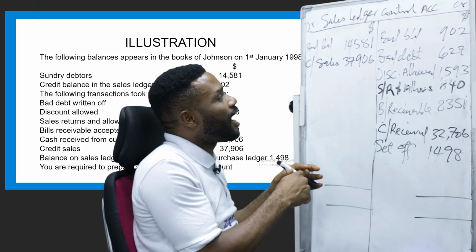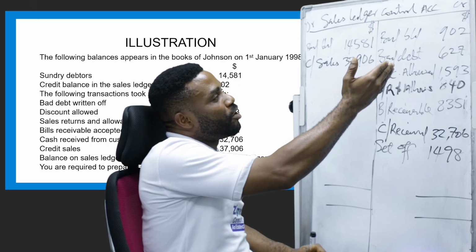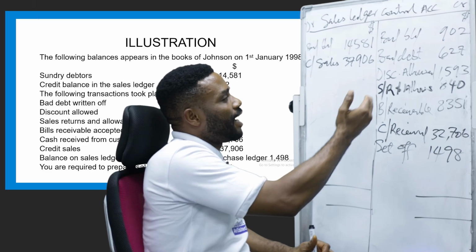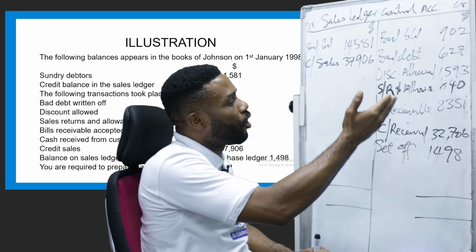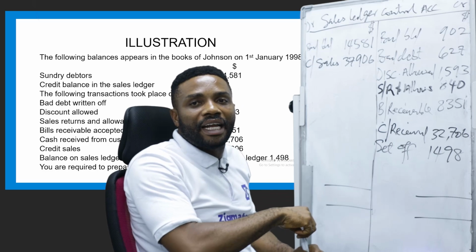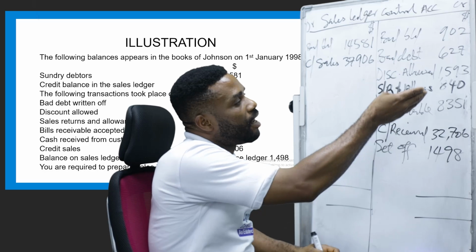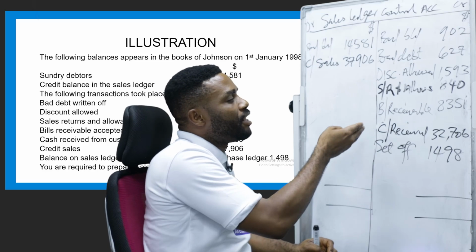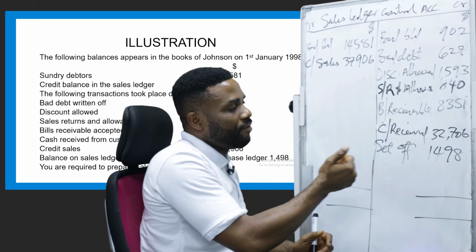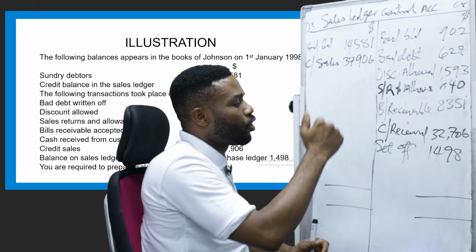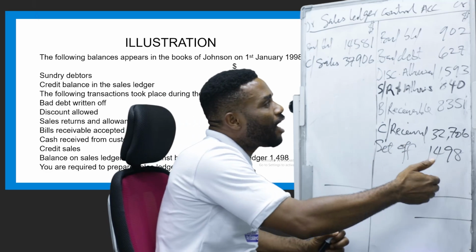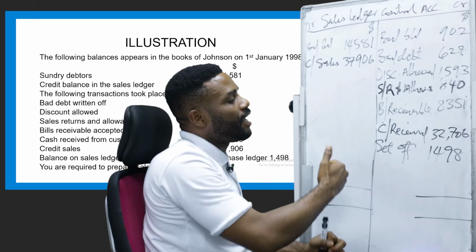Now, looking at the credit side, we have the balance brought down of $902, bad debt of $627, discount allowed of $1,593, sales return and allowance, $840. Bills receivable accepted, $8,351. Cash received, $32,706. And our set off is $1,498. Now you are going to add up everything here, and then compare them.